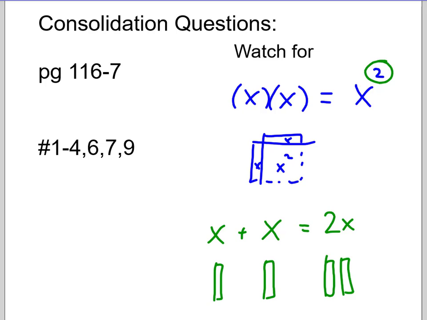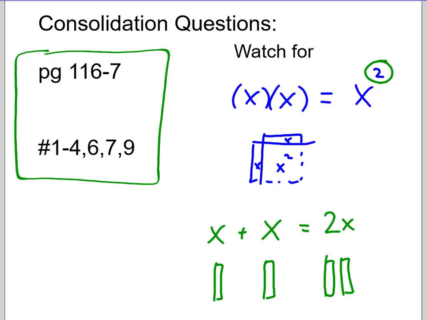Okay, so here's a few questions to try. Right here. Please, please, please watch out for what I have written over here. X times x, there's little placeholders of 1s on here, is x squared. That's an area model because it's multiplied.